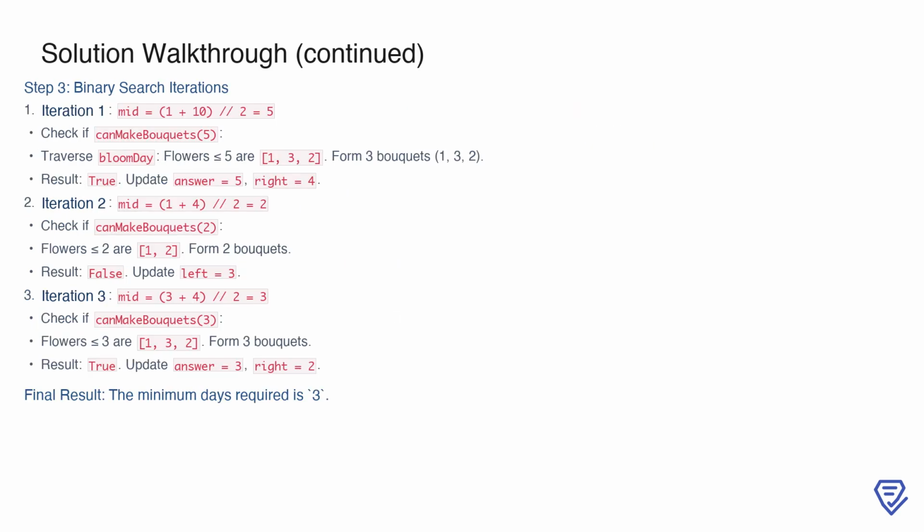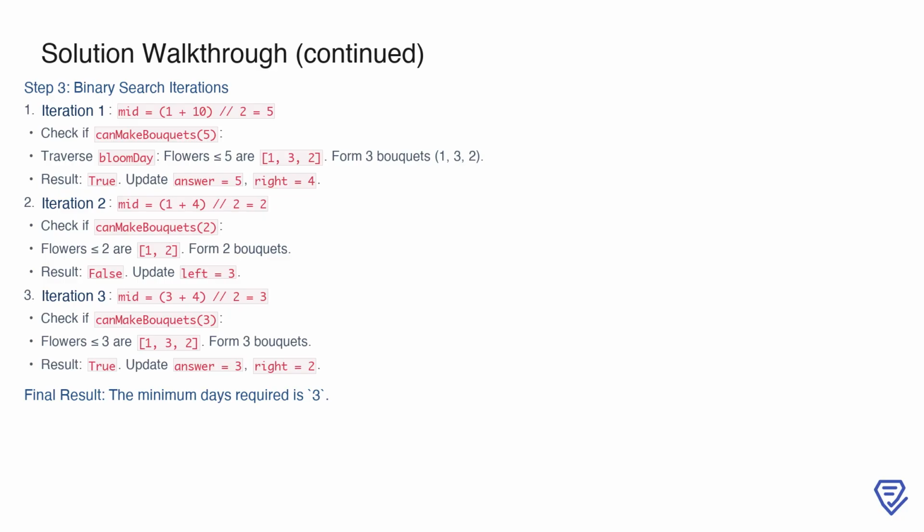We now perform binary search to find the minimum number of days. In the first iteration, the midpoint of the range is calculated as (1 + 10) / 2 equals 5. To check if bouquets can be made in 5 days, we traverse the bloom days and find that flowers with bloom days 1, 3, 2 can be picked, allowing us to form 3 bouquets. Since this meets the requirement of 3 bouquets, we update the potential answer to 5 and narrow the search range by setting right to 4.